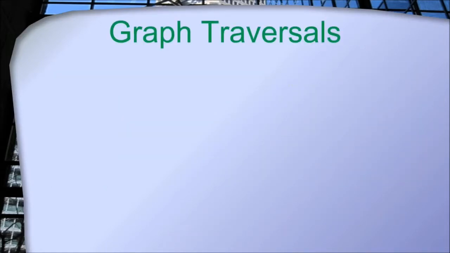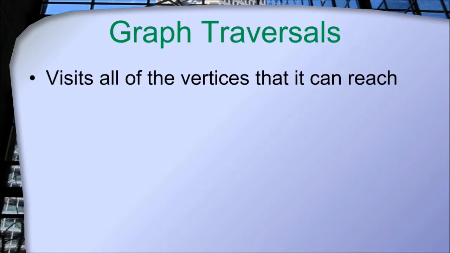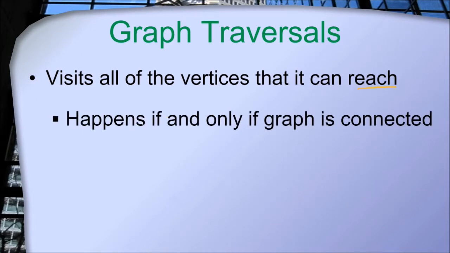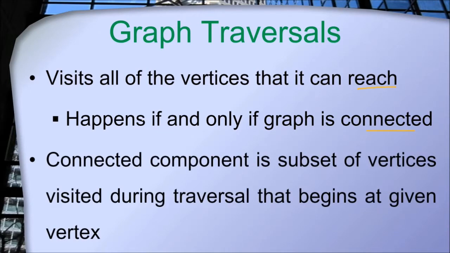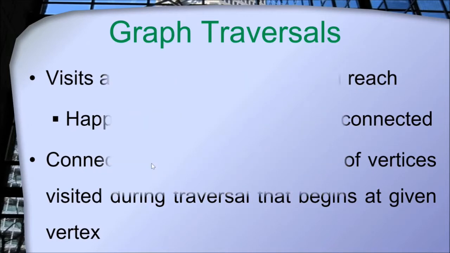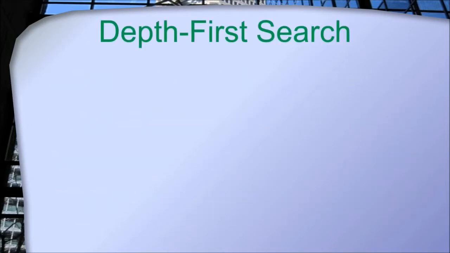Then we come to graph traversal. In a graph, you can traverse, meaning visit all the vertices that it can reach, if and only if the graph is connected. If the graph is not connected, you will not be able to traverse through the vertex which is not connected. A connected component is the subset of vertices visited during the traversal that begins at a given vertex. We have two types of graph traversal: depth first search and breadth first search.